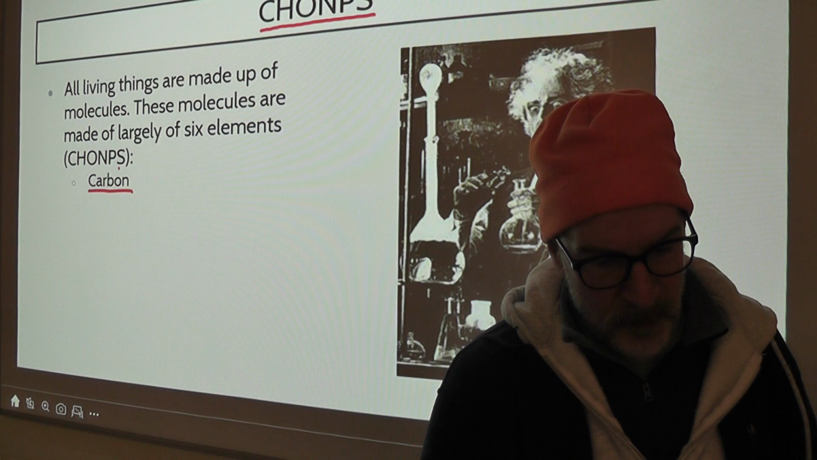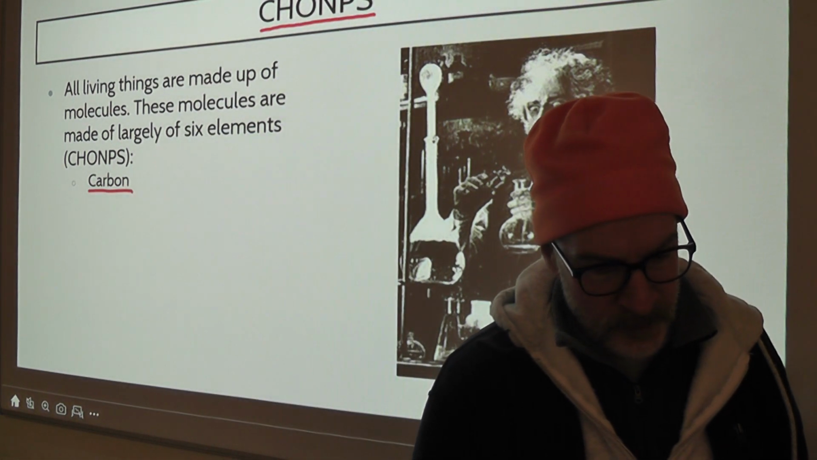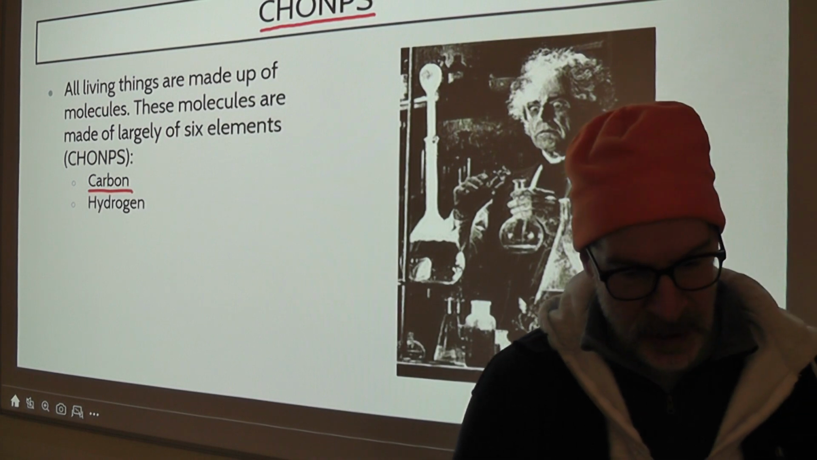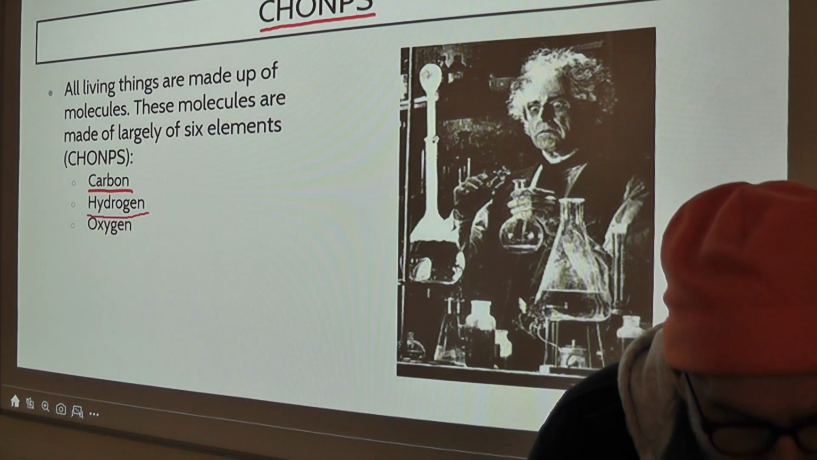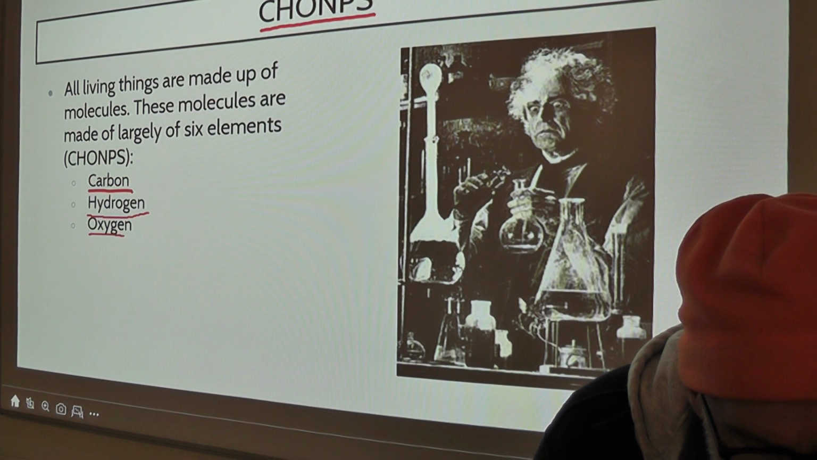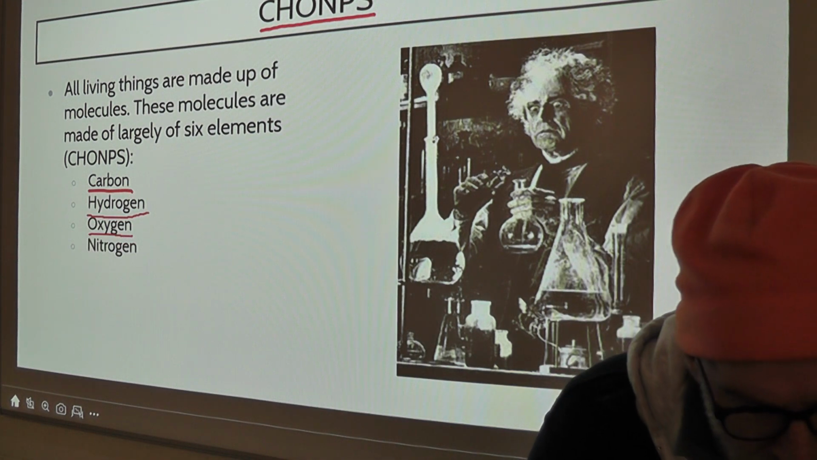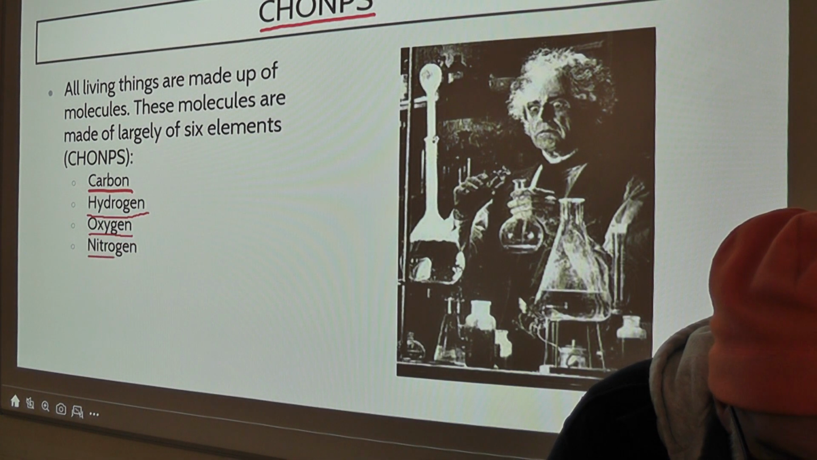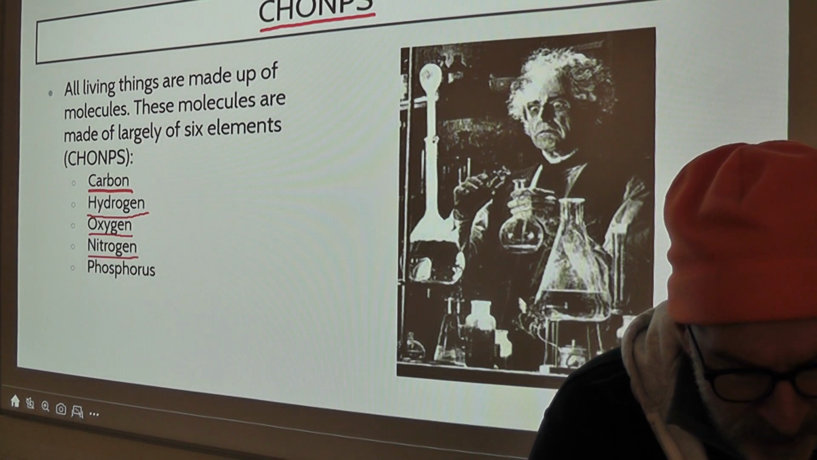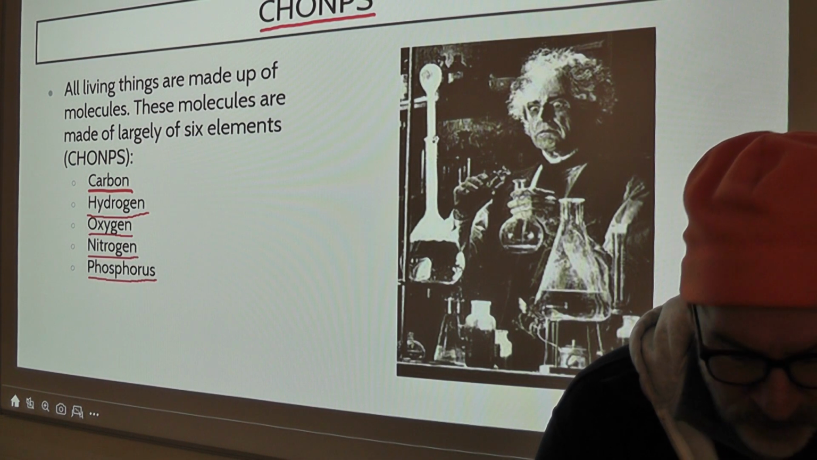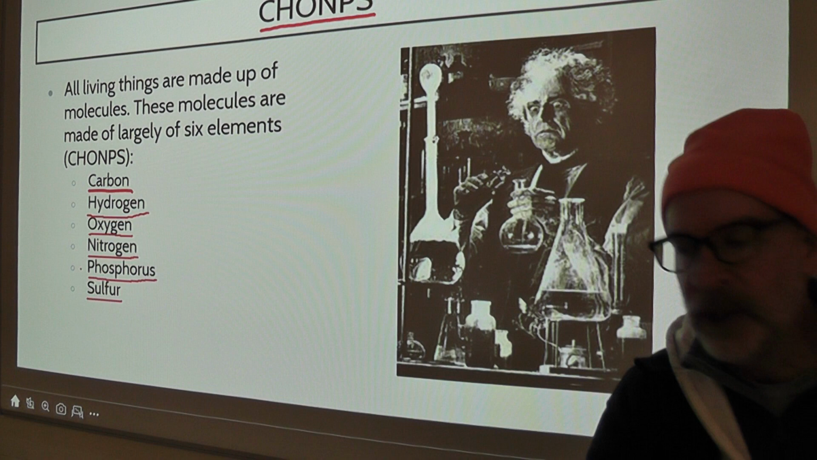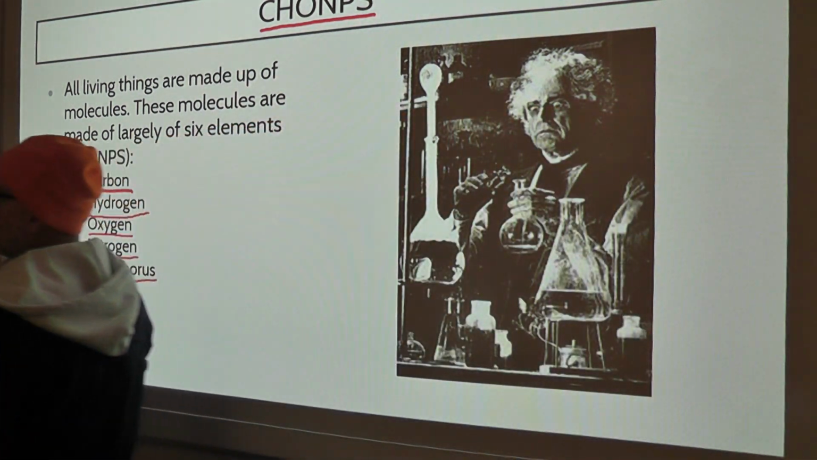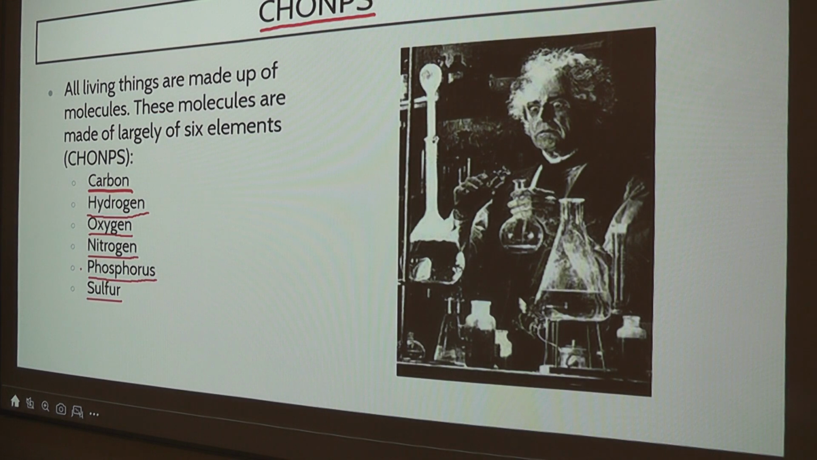Okay, so the first one is carbon. The second one, the H, stands for hydrogen. The O stands for oxygen. The N stands for nitrogen. The P stands for phosphorus, and the S stands for sulfur. And here's what you should know about these things. You do not need to know specifically what they are. You do know a few of them already.